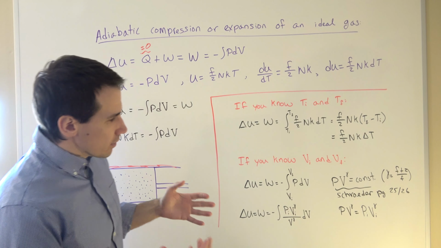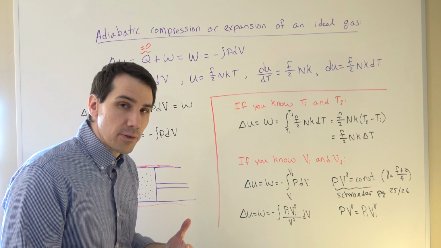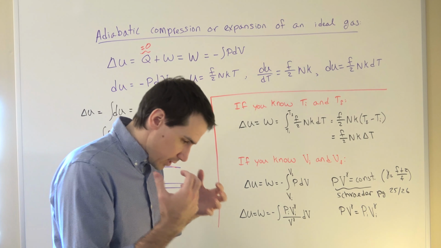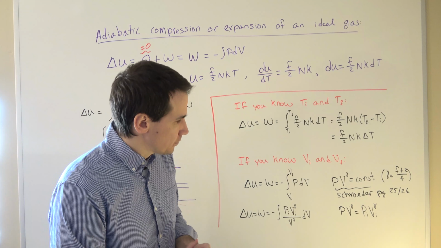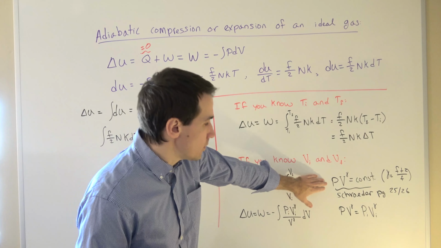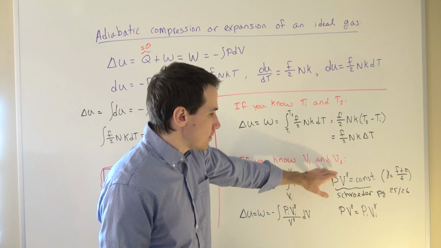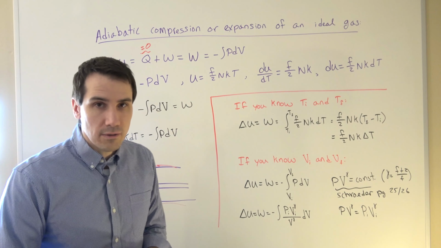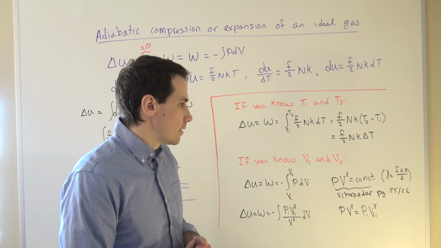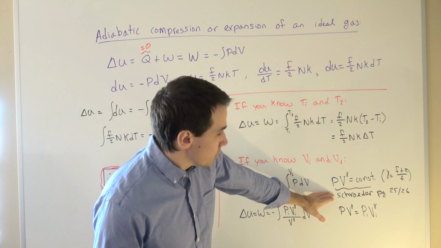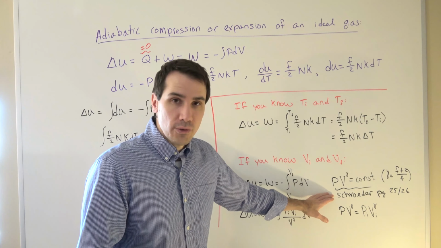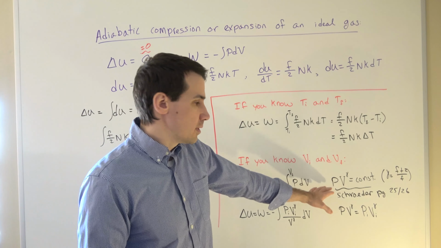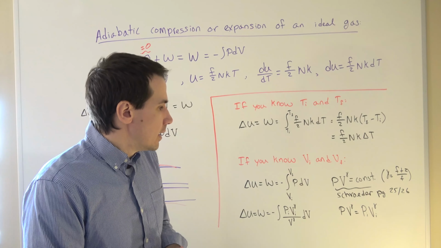Okay, the other case is if we know the initial and final volume, then we need to figure out a way to write pressure in terms of constants and volume. The expression that we're going to use is that P times V to the gamma, where gamma is a function of the number of degrees of freedom, is constant. This expression is derived in Schroeder on pages 25 and 26, so you can go there and see where it comes from. But for right now, we're just going to use it.